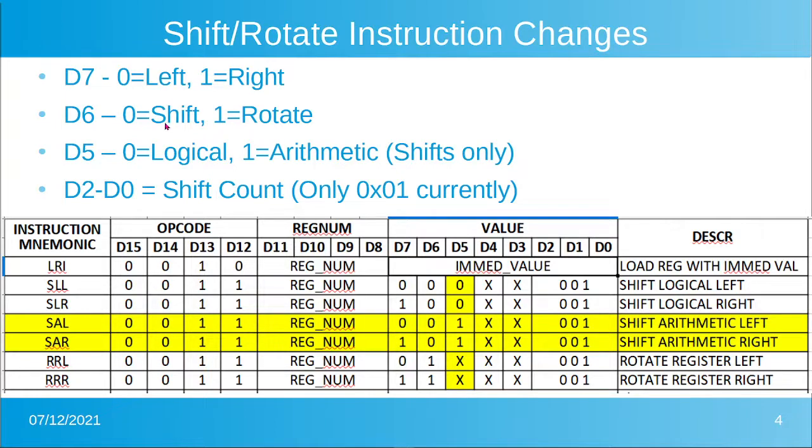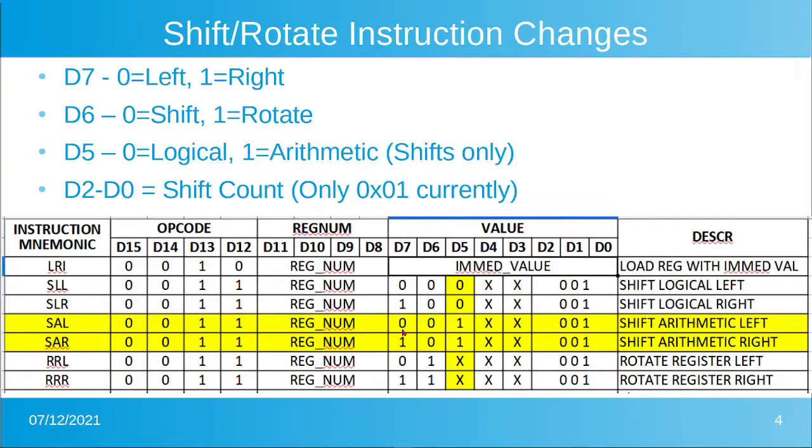The D6 bit indicates whether it's a shift or a rotate. So the 4 shifts are here, and the 2 rotates are here. And D5, whether it's logical or arithmetic. So the only thing logical or arithmetic counts for is shifts. Rotates don't have an arithmetic function because they rotate the least or most significant bit to the other end of the register when the rotate happens. So they are not arithmetic versus logical, they're just shifts. But that D5 will flag that.